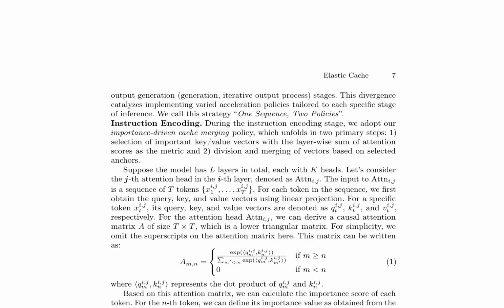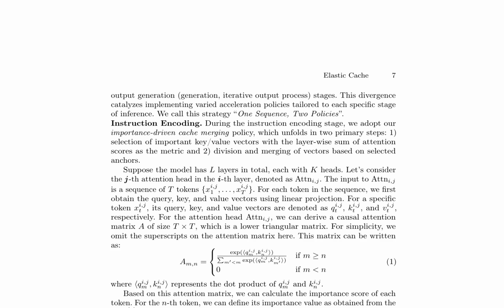In the context of the one sequence, two policies strategy, this section delves into the importance-driven cache merging policy for the instruction encoding stage. The model under consideration has L layers, each with K heads. For a specific token x_{i,j,t} in the j-th attention head of the i-th layer, its query, key, and value vectors are denoted as q_{i,j,t}, k_{i,j,t}, and v_{i,j,t}, respectively.